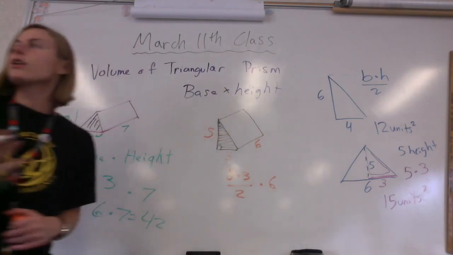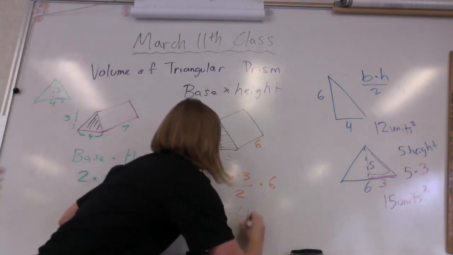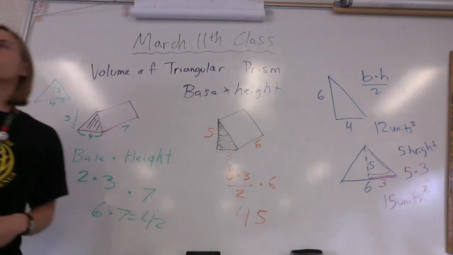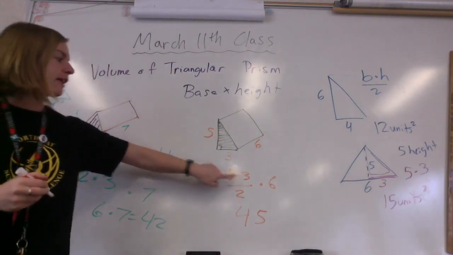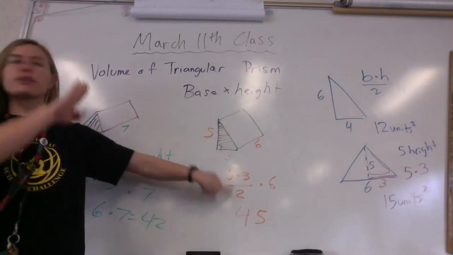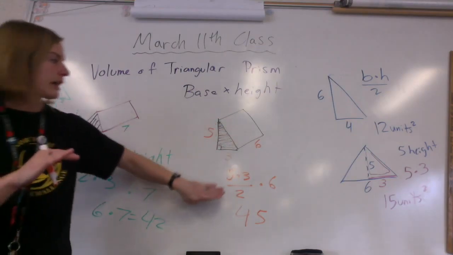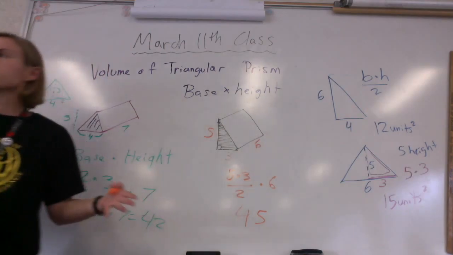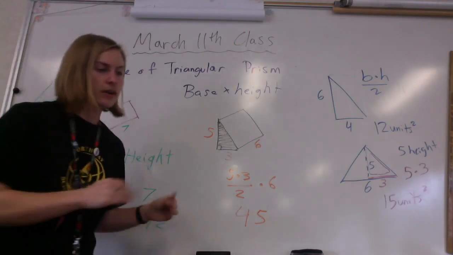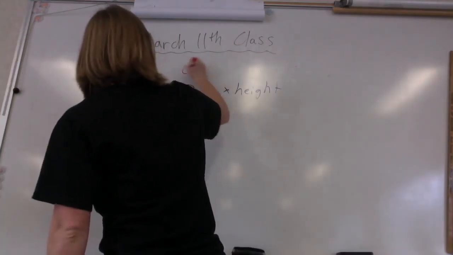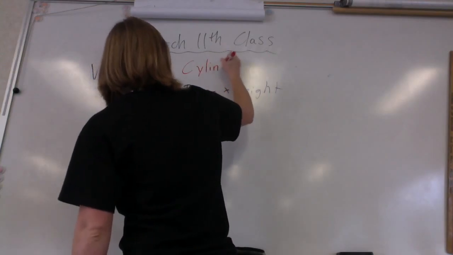So all of this together, I'm hearing pretty much that we're getting 45. Because most of you recognize the fact that it'd be 5 times 3 divided by 2 for this front face right here, and then multiply by 6, and we're getting 45. We all feel good with that? Okay, all right. Let's move on to our next shape.